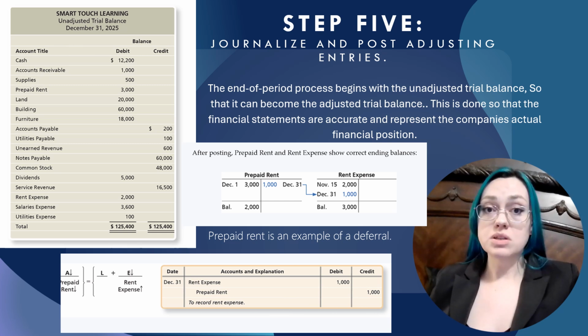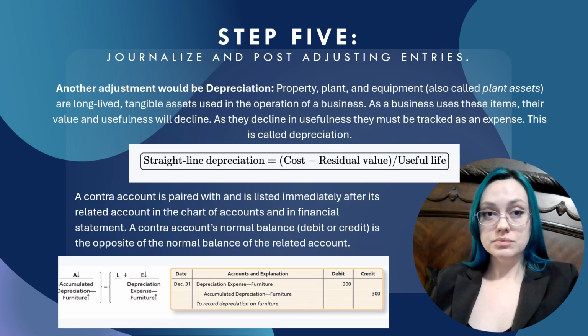The adjustments are needed to calculate the net income or loss on the income statement, as well as assets and liabilities on the balance sheet. So there are 2 main types of adjusting entries. First, deferral: cash is paid or received before the related expense or income is recognized. Second, accruals: expenses or revenues are recorded before the cash transaction takes place. Prepaid rent is an example of a deferral.